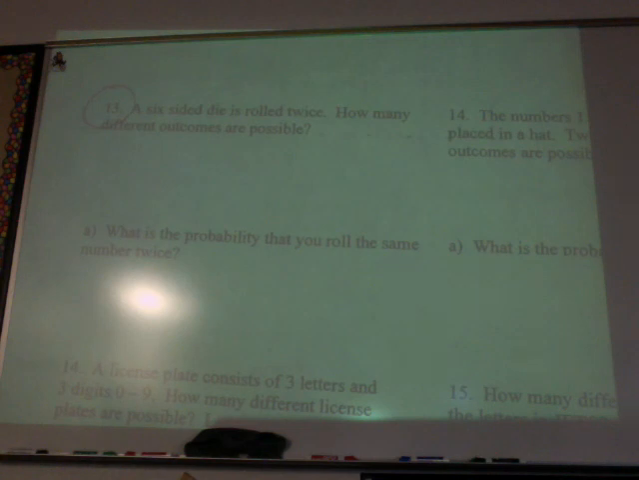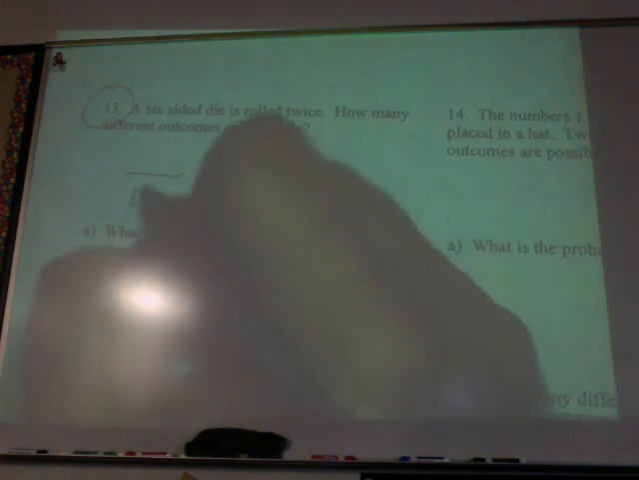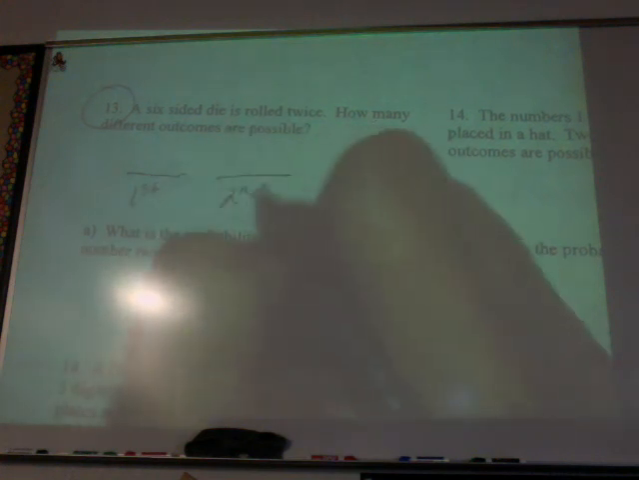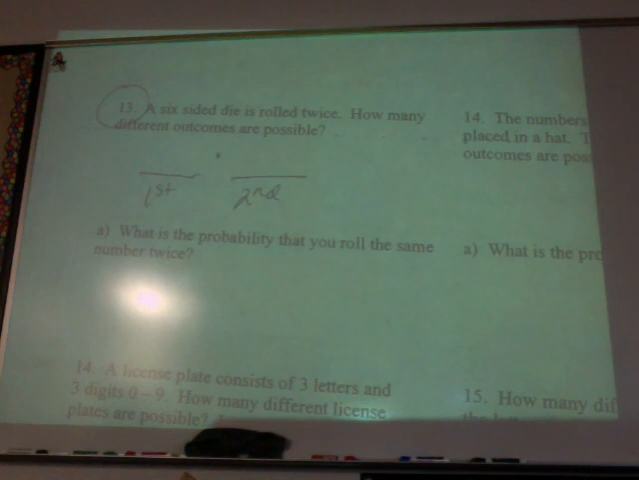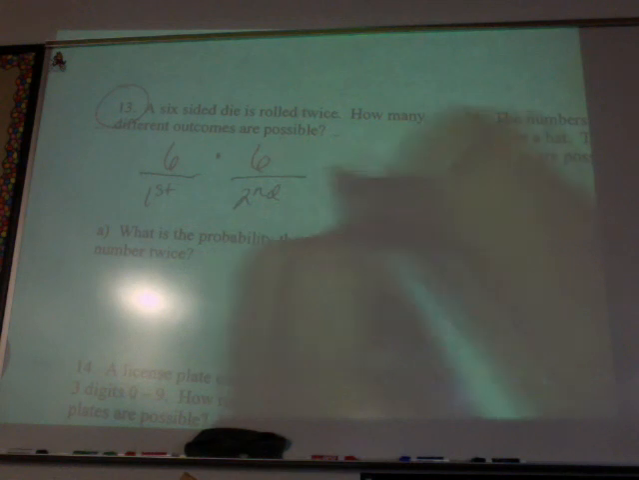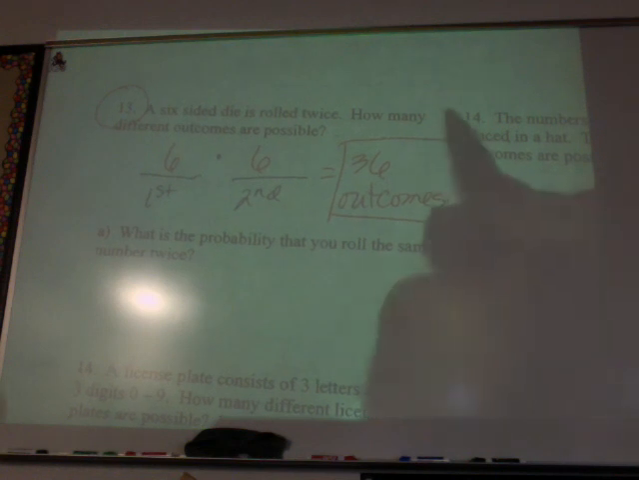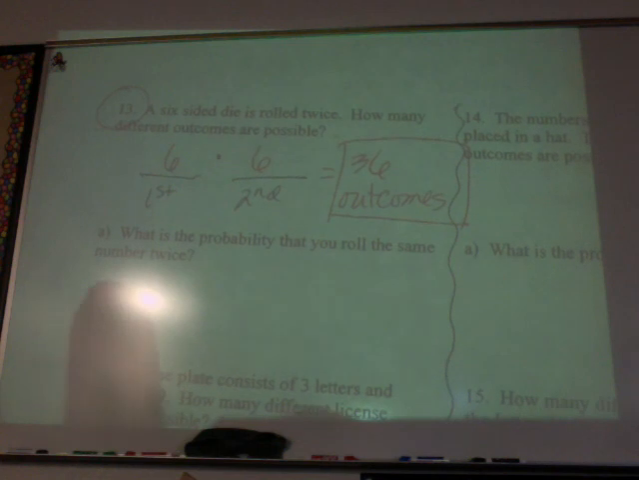So how many events do you have occurring? 2 events. Here's the first, and here's the second. Times. How many possibilities for the first event? 6. And the second? 6. So we have 36 outcomes. Is that any different than rolling 2 dice at once? No. Rolling them separately or at once will make no difference. All right, then, oh, by the way, because we have a second question here, don't we? What is the probability that you roll the same number twice?